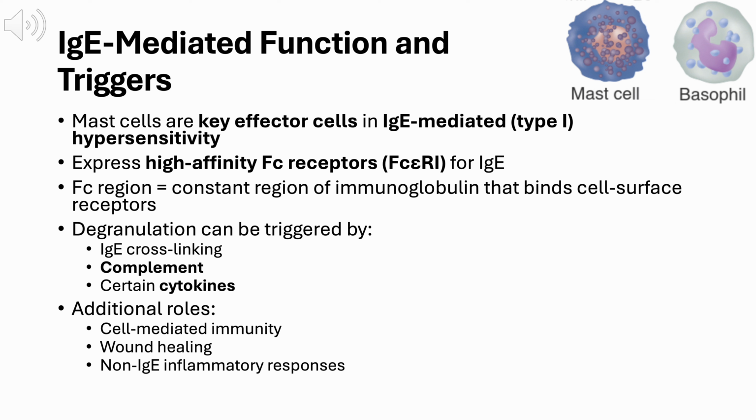Degranulation can also be triggered through other pathways, including complement activation and certain cytokines. This is important because mast cells are not limited to allergic disease. They also participate in cell-mediated immunity, wound healing, and non-IgE inflammatory responses. Therefore, mast cell activation may contribute to inflammation through both classic allergic and broader innate immune mechanisms.